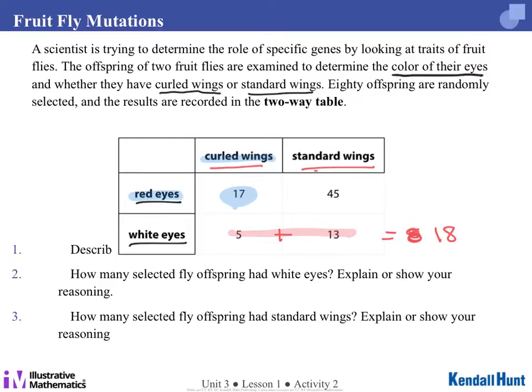How many selected fly offspring had standard wings? So the next thing we're looking at is our standard wing. Because we have 45 and 13 standard wing fruit flies, we have a total of 58 standard wing fruit flies. So you can see we're just combining our categorical data and solving to answer some questions here. We're going to move on to some more in the next question and see how that goes for us.